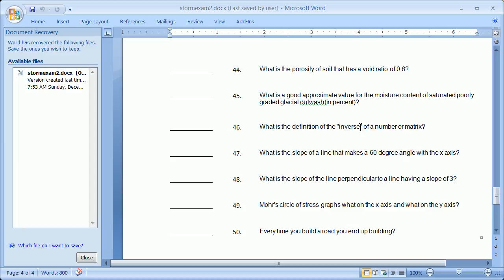Mohr circle of stress. X is the axial stress and Y is the shear stress, and every time you build a road you end up building a river, a dam, and or a lake.